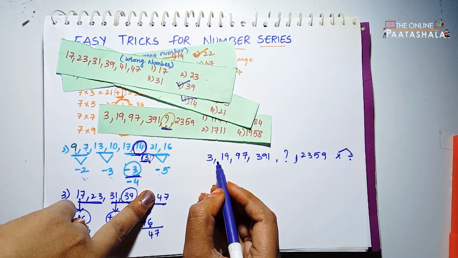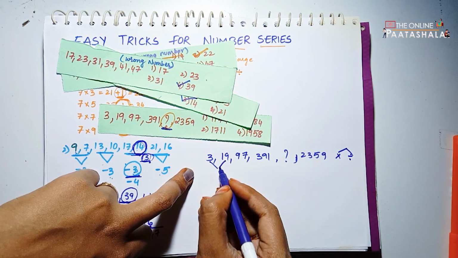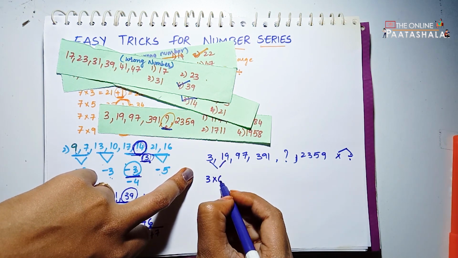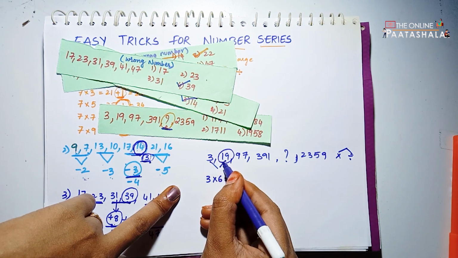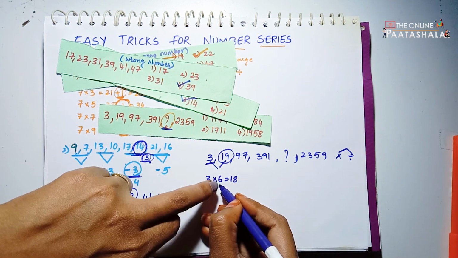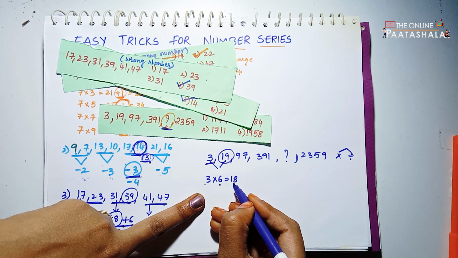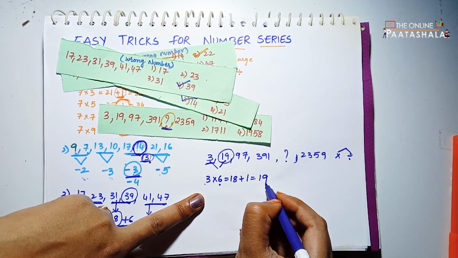Okay, now let's try multiplication. By 3, 6 threes are 18, and here we need to get 19. How can we get 19? By using 3: 3 sixes are 18, plus 1. What are you getting? 19, right?